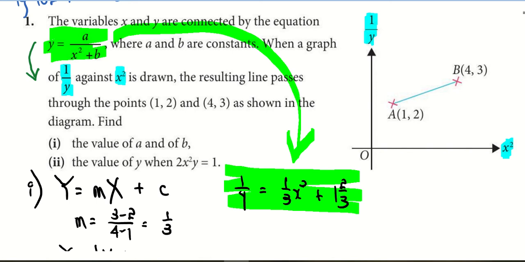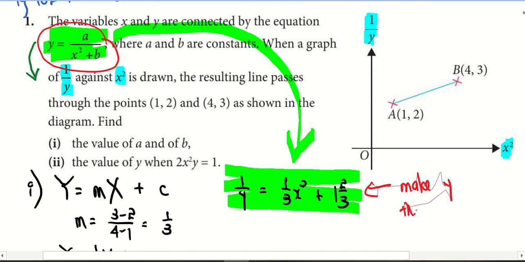Look at the original one. The original one is Y is the subject. In the equation that you found, always make your equation change back to the original one. So, make Y the subject. Why do I say that? Because the original one has Y being the subject. Then you will find the value of A and B. Alright?